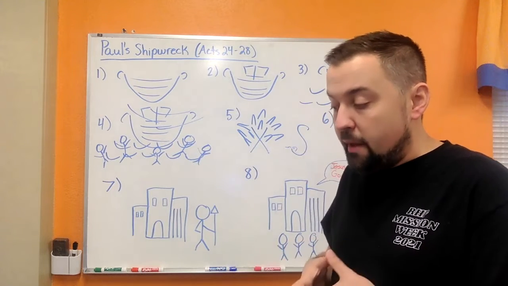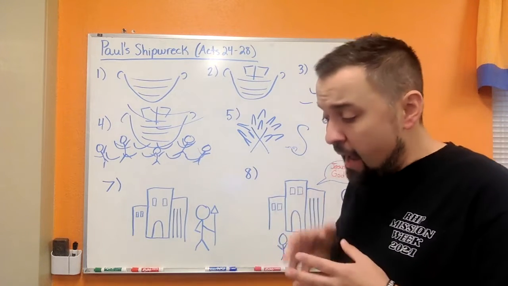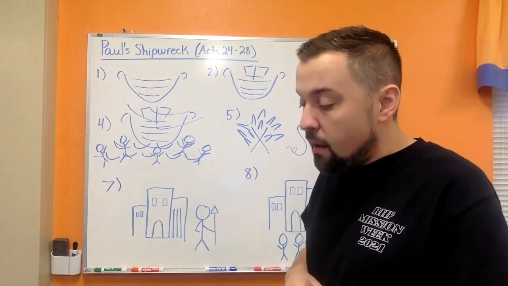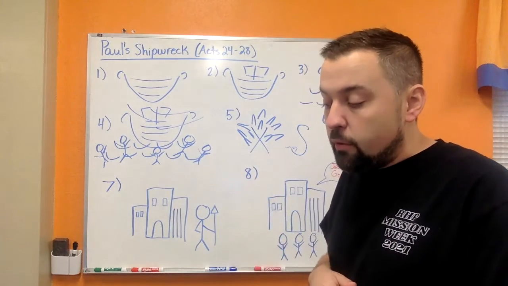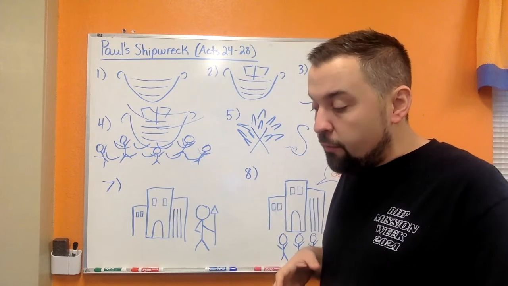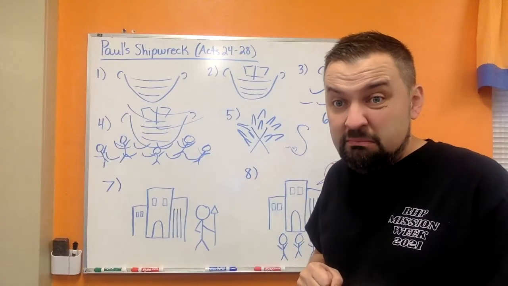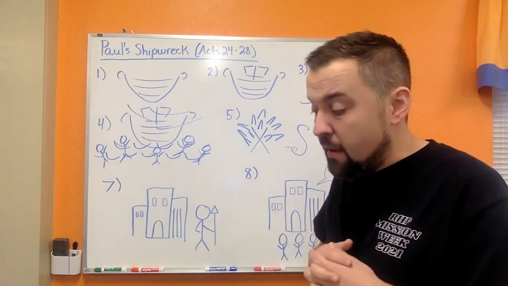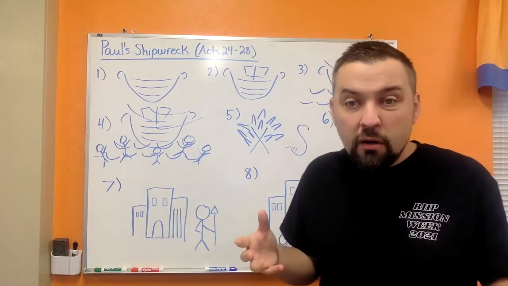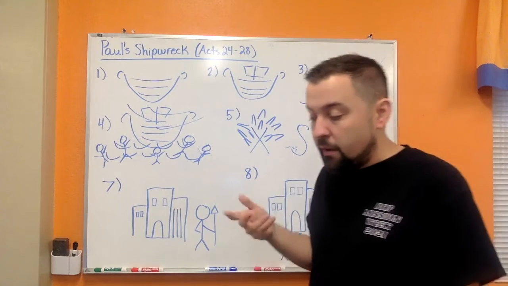So here's what's going on in this picture. Paul and his shipmates landed on an island. The people on the island kindly built a fire, which is what this is supposed to be, a fire, while Paul gathered a bunch of wood together. A very poisonous snake darted out of the pile of wood in Paul's hands and bit him. My worst fear. But the snake's poison didn't hurt Paul at all, and everyone was amazed. It was just another example that God was with them and guiding them.